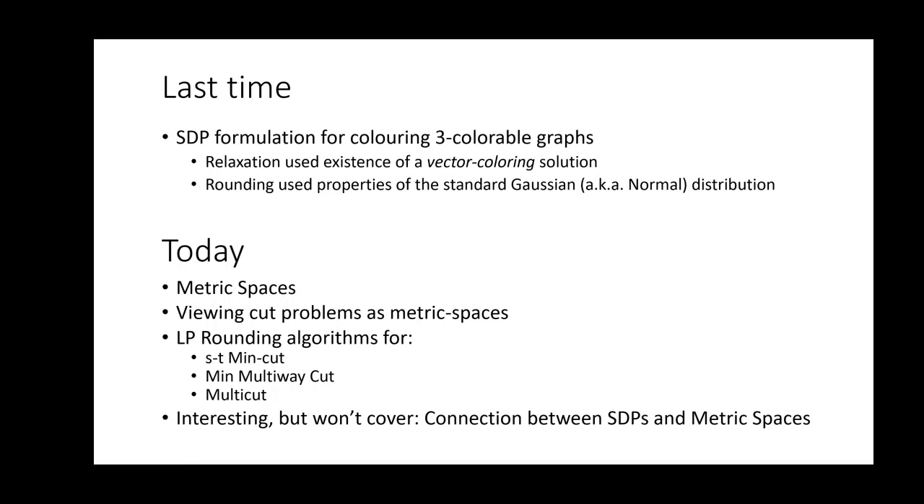We looked at the problem of coloring three colorable graphs. That is, the graph was given to be three colorable, and we wanted to actually find a coloring with a few number of colors. Now, the best we could do, as we saw, was something like n raised to 0.25. And that is close to the best known. And what we used was an SDP relaxation and rounding approach.